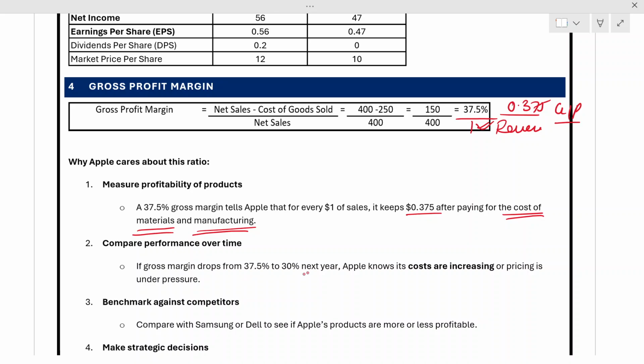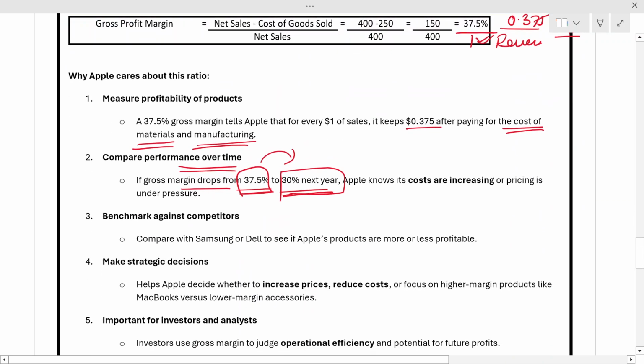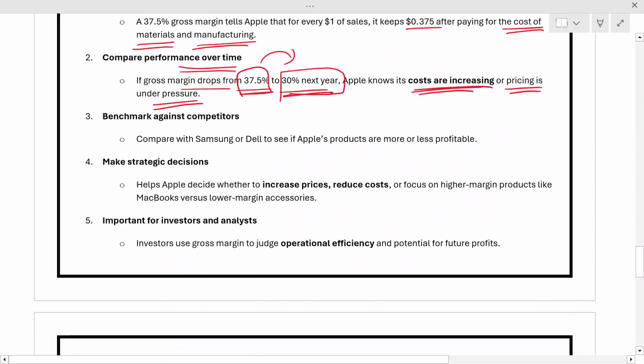The company can also use it to compare performance over time. If the margin drops from 37.5% to 30% in the next year, the company knows that there are two drivers to it, explaining why your margins are reducing. The company simply knows that your margin is a function of either your sales or your cost. So there may be two reasons: either your costs are increasing or your pricing is under pressure, which means people are not accepting the price and you are offering higher discounts.